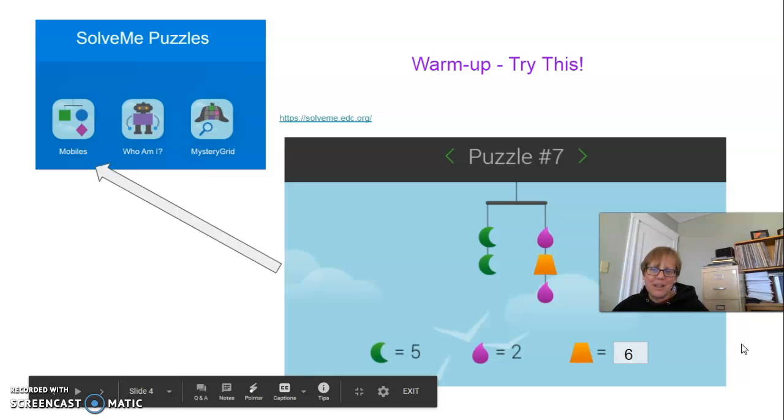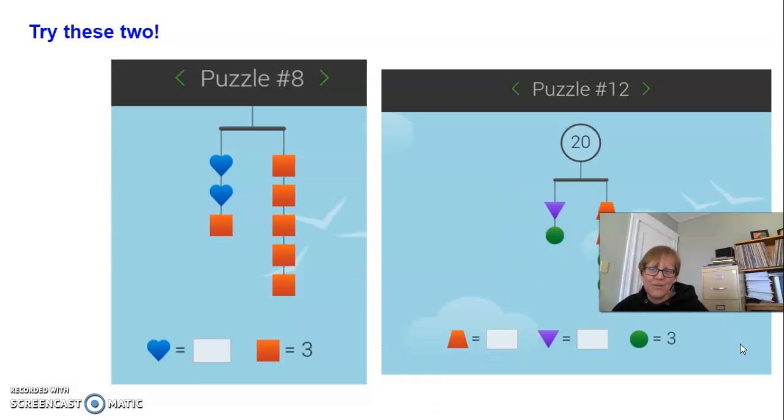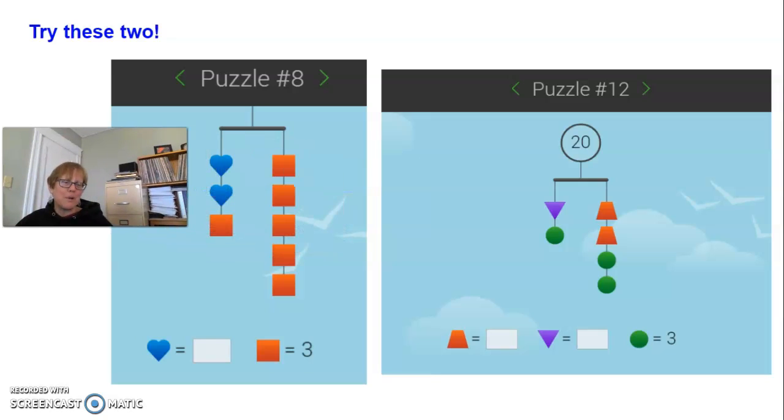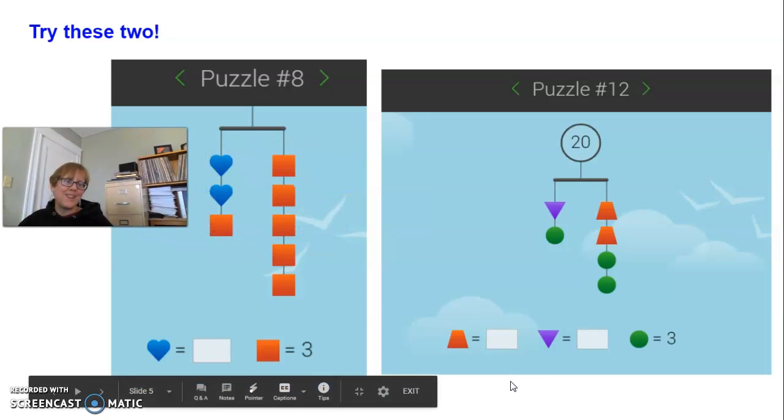All right, try one of these on your own. Here we go. I've got 2 here. Let me move my face out of the way. So try these 2 puzzles. I'm going to pause the video, or you should pause the video, and then when you've got them solved, get it going again.